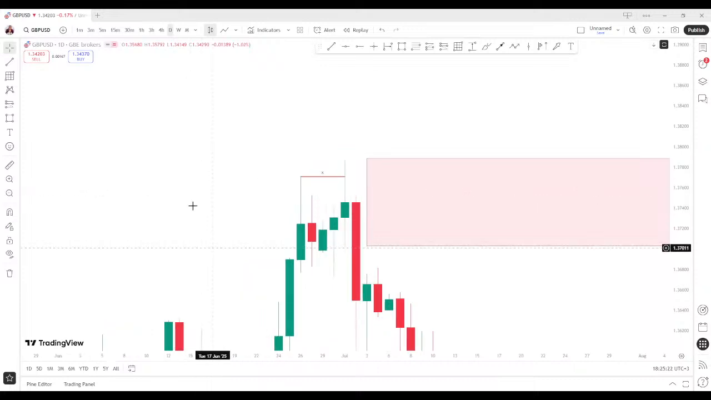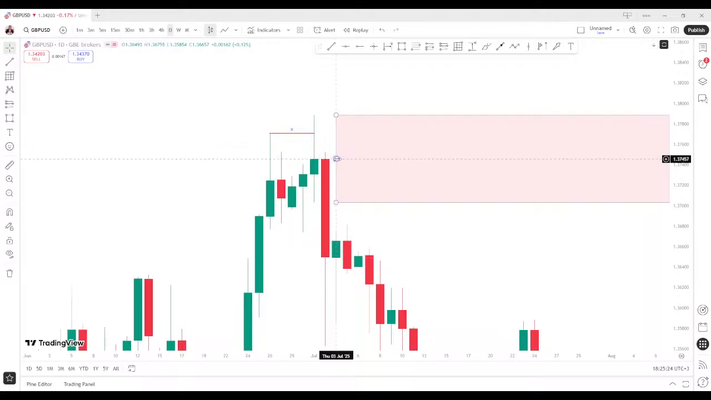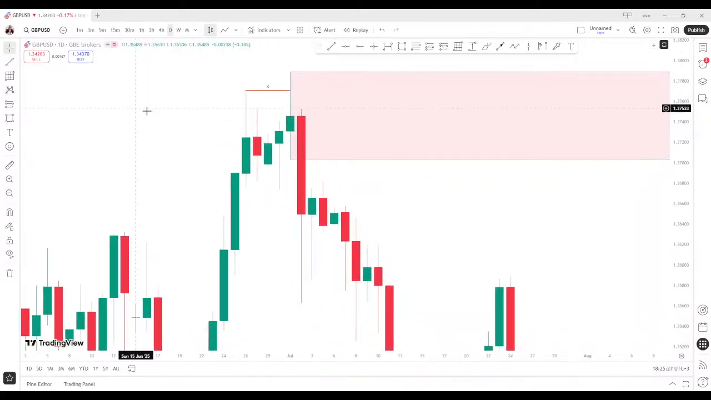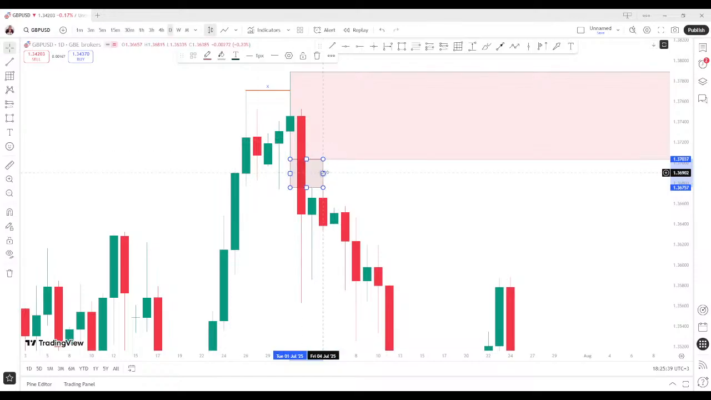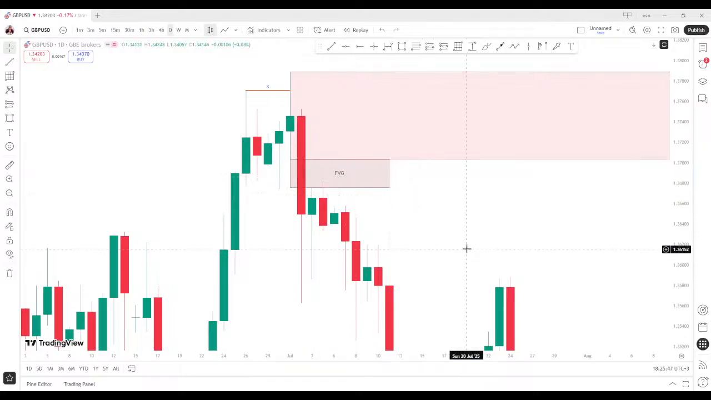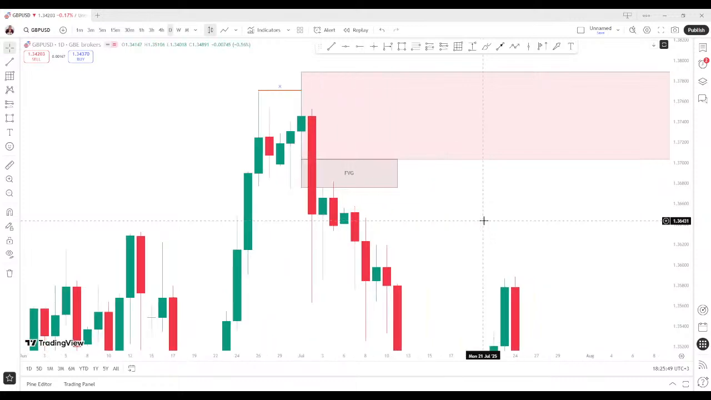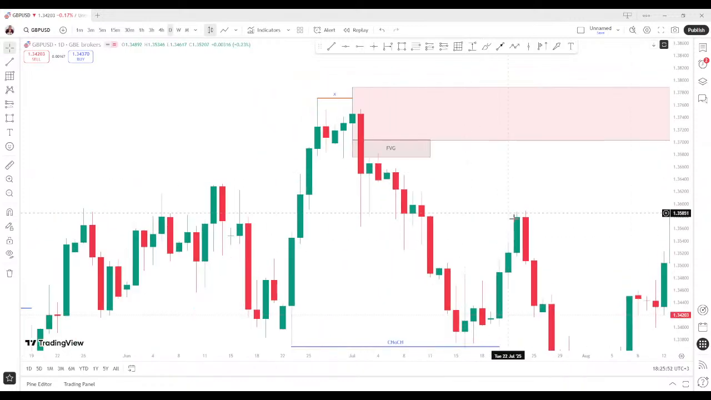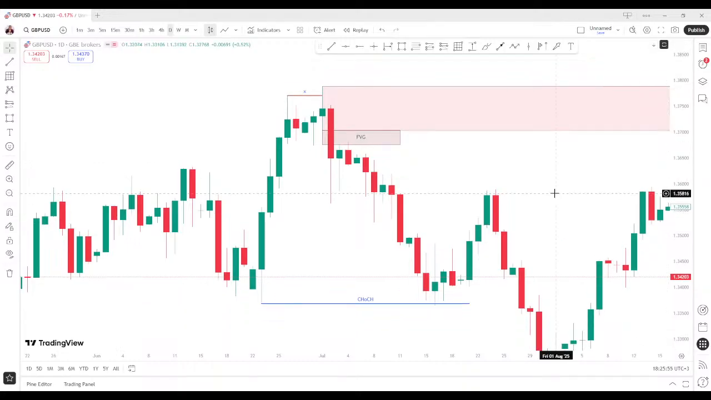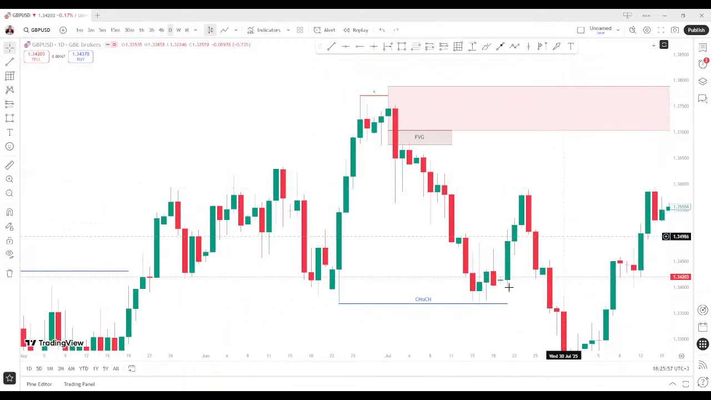The second thing is that an order block must have an FVG. I want you to look at this from this point to this point. That one is FVG. And then we said that it has to break structure. The market will have to break structure.